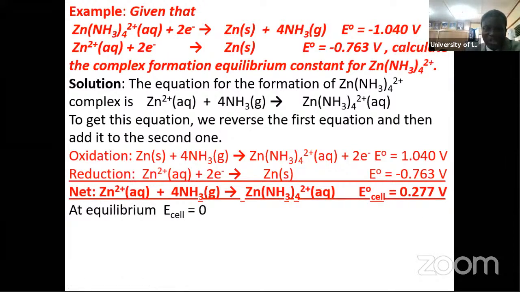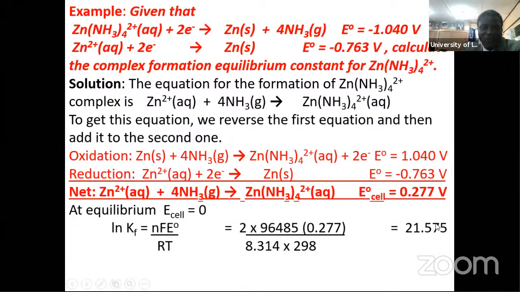But note that normally at equilibrium, your E cell is equal to 0. At equilibrium, your E cell is equal to 0. E cell is whatever you have when the condition is not standard. When the condition is standard, what we have calculated is that E naught cell is equal to 0.277 volts.